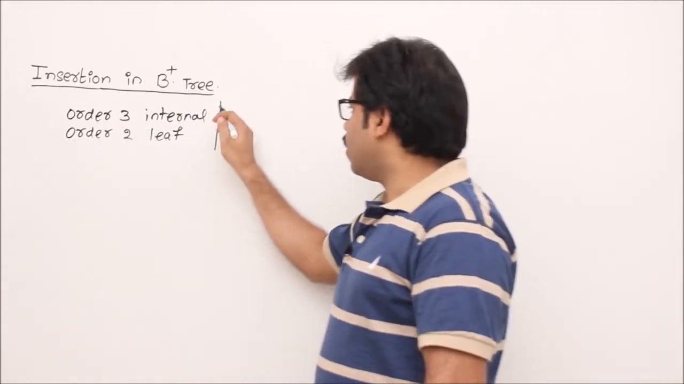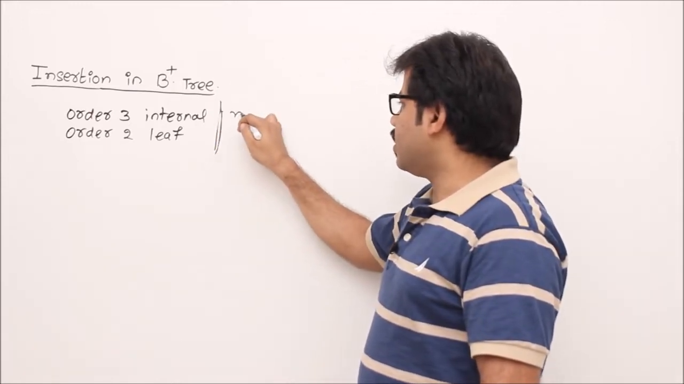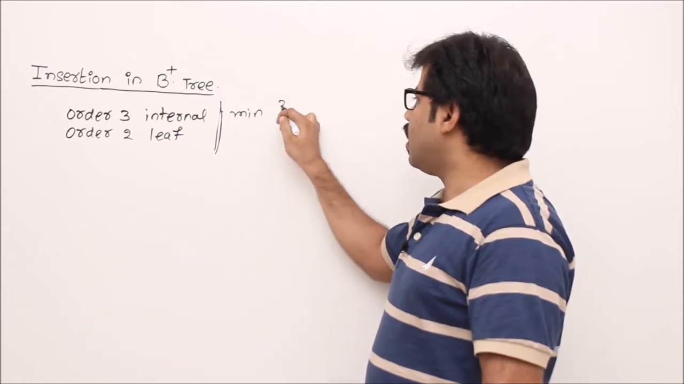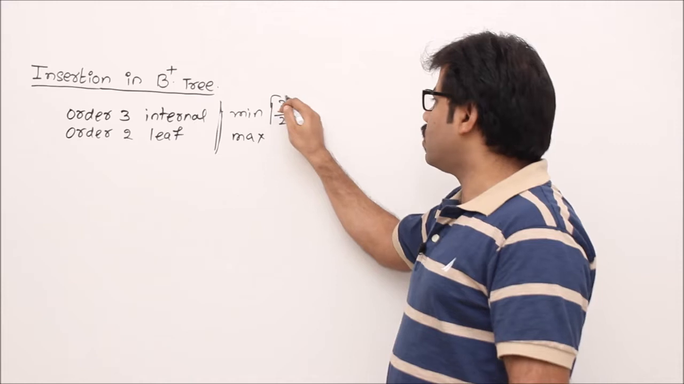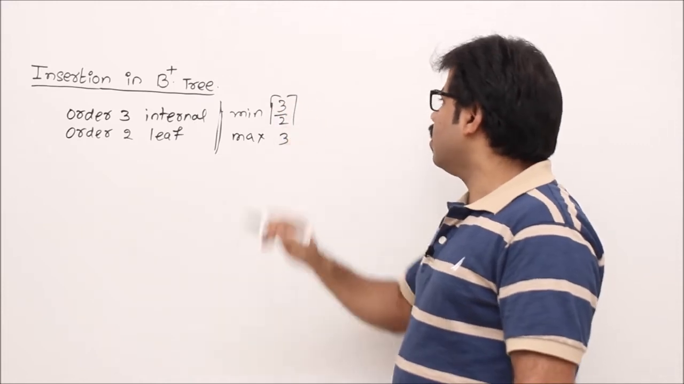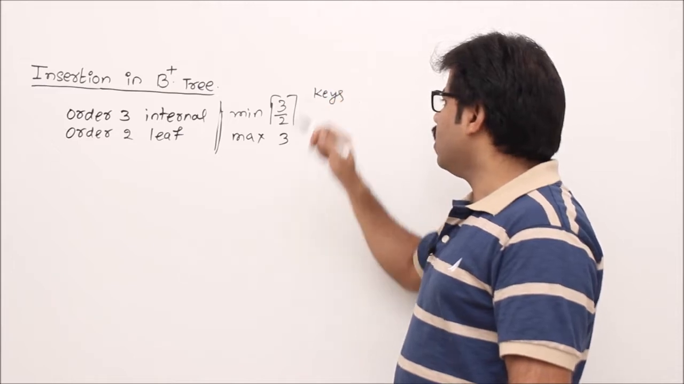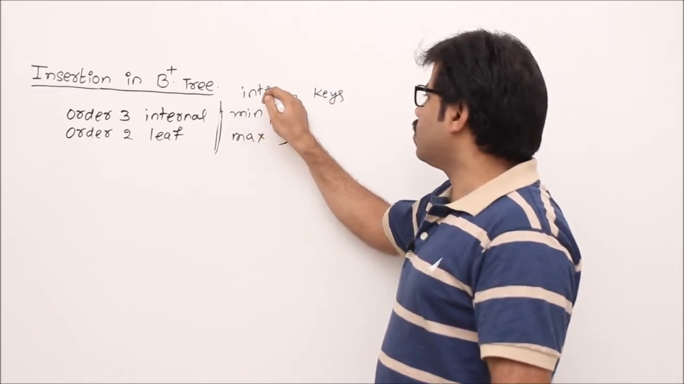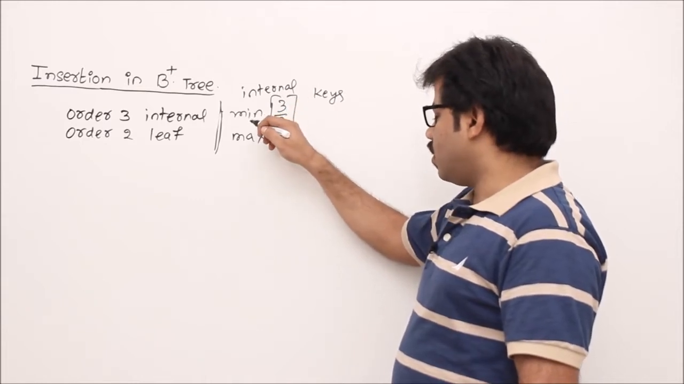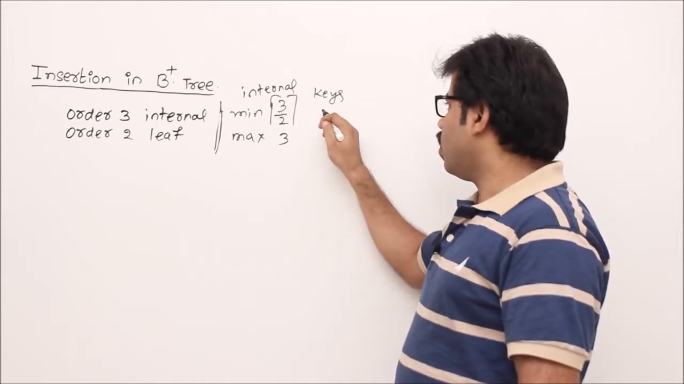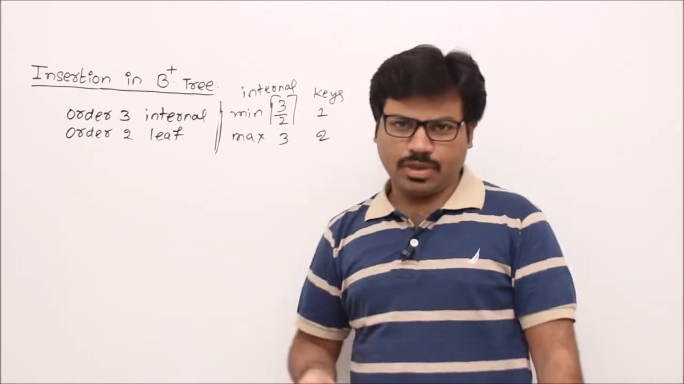Since it is an order 3 internal node, we first understand the minimum and maximum conditions. Minimum pointers will be ceiling of 3 by 2, correct? Maximum pointers will be 3. With respect to keys for internal nodes: since there are at least 2 pointers, 3 by 2 gives 2, so we get 1 key. Maximum 3 pointers means 2 keys, right? We know the relation between that.